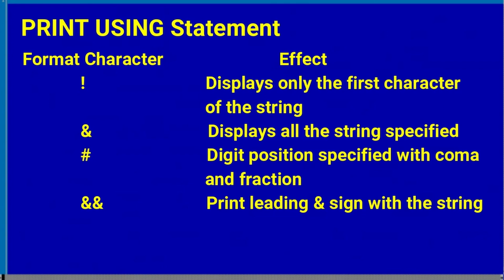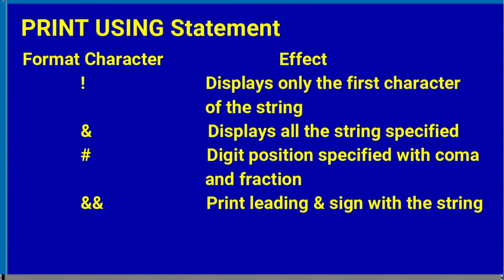When you put an exclamation point, it displays only the first character of the string. That means we may have written many characters there, but it displays only the first character of the string. For that we use the exclamation point. Another is the ampersand. The ampersand displays a string as specified, meaning it displays the string as it is.